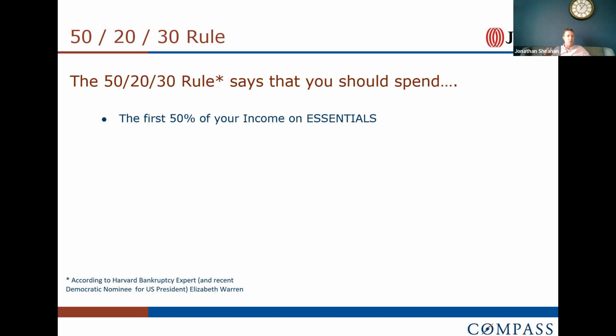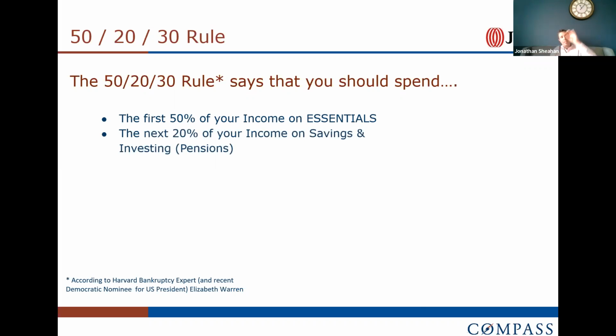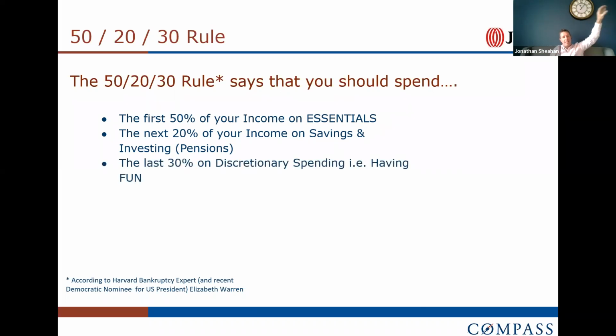Now I know that's tough at the moment with the way inflation and energy bills and potentially mortgage rates in due course, but the first 50% goes on essentials, before you do anything else. The next 20% goes on saving and retirement funding for the future. And then the rump, or the last 30%, is where your discretionary spending comes in.